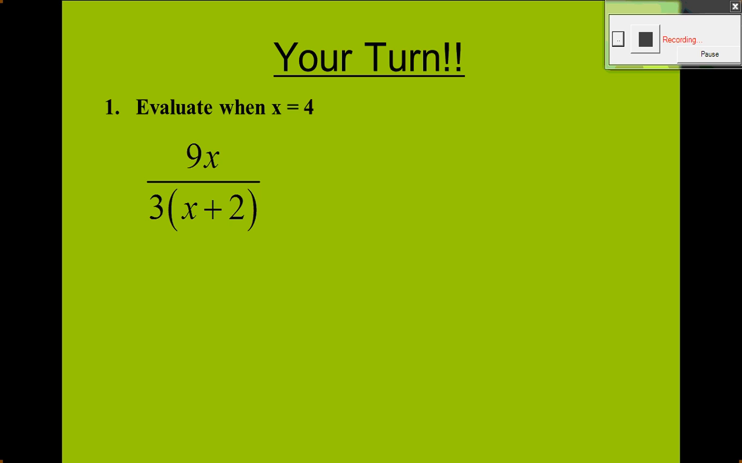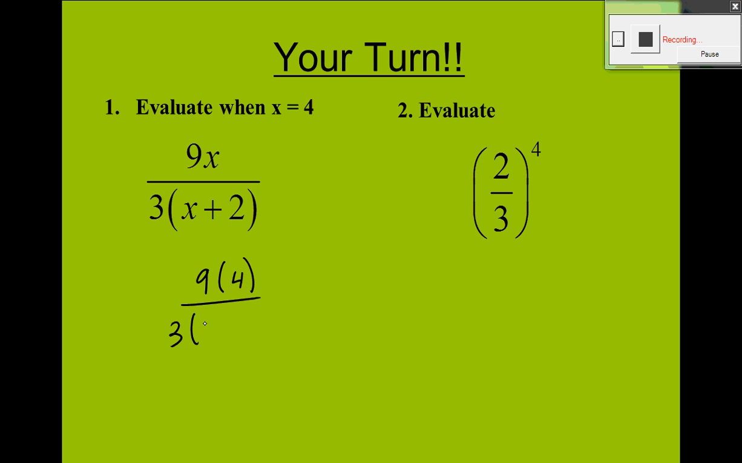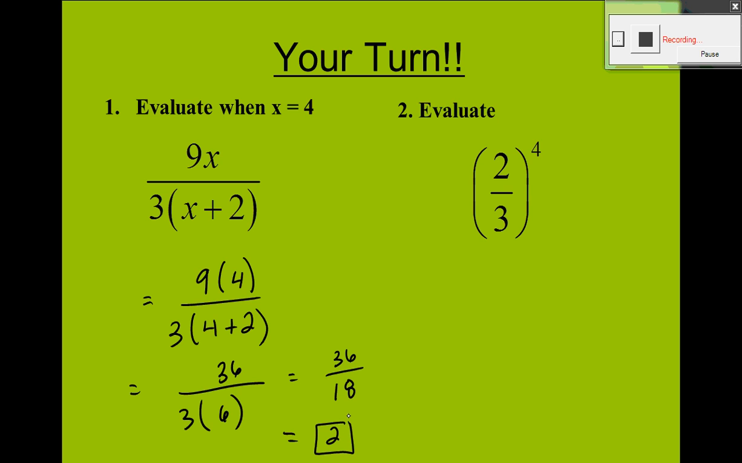Okay, it's your turn. We're going to evaluate when x is equal to 4 and evaluate 2/3 to the 4th power. So when x is equal to 4, we're going to have 9 times 4 all divided by 3 times 4 plus 2. That's going to give us 9 times 4 of 36 all divided by 3 times 4 plus 2 is 6. That gives us 36 over 18, which gives us a value of 2.